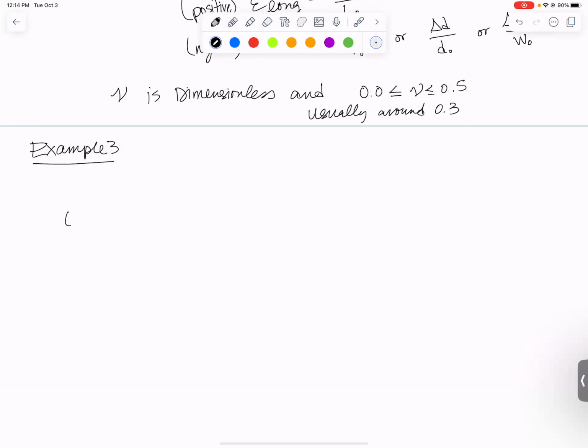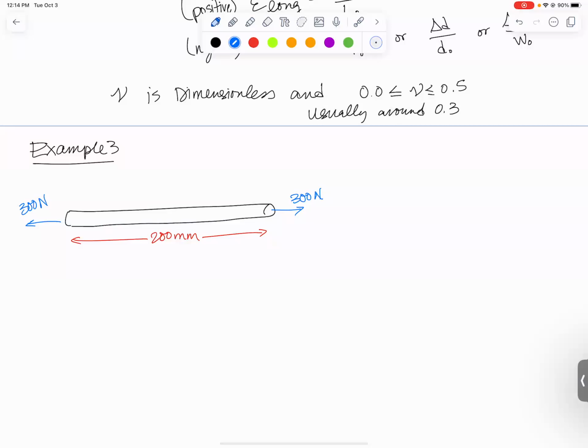I've got a cylinder that is 200 millimeters long, and it is being pulled on by a 300 Newton force on each end. And we are told this is made of some kind of an acrylic. That's the kind of plastic. It's got a diameter of 15 millimeters.